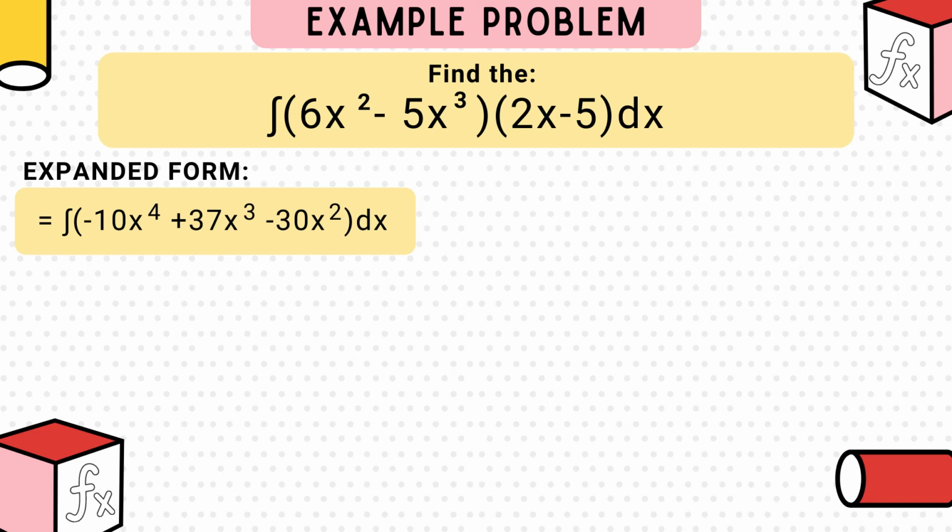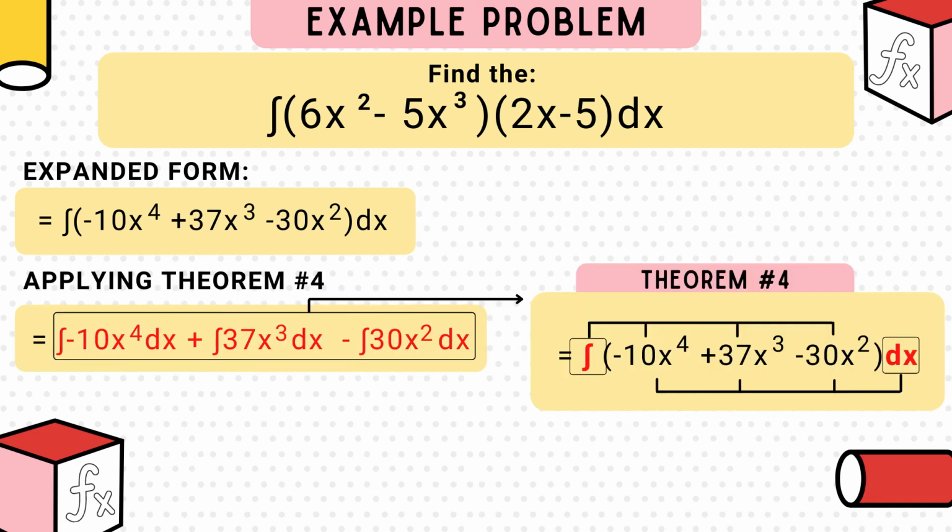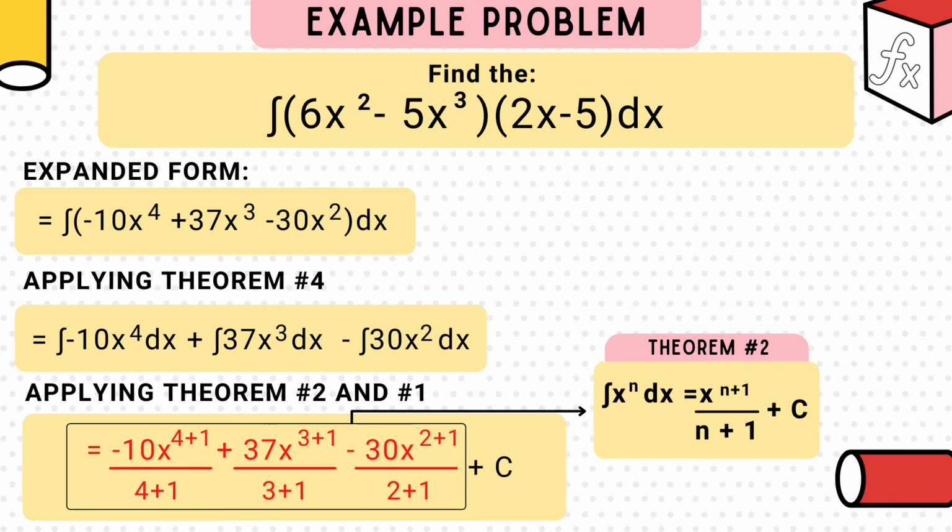With that, we will now use our theorem number 4, which is to distribute the integral symbol and dx to each term, so that we can find the antiderivative of the terms. So now, it would look like this. The integral of negative 10x to the power of 4 dx plus the integral of 37x cubed dx minus the integral of 30x squared dx. We now get our antiderivative for each term by using our theorem number 2.